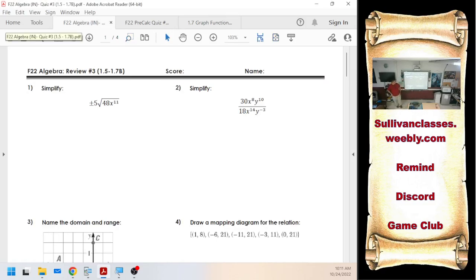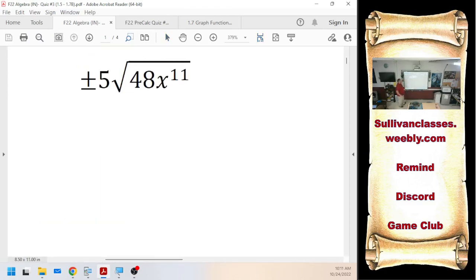Here we go. Start off with a little bit of review. Okay, when we were talking about section 1.4, we talked about how do I simplify things. Simplify radicals.